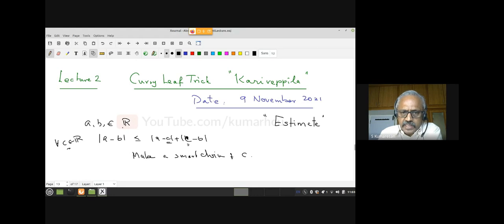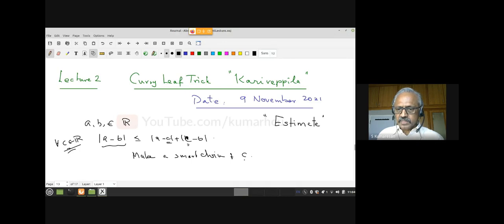If a and b are real numbers, as I said, analysis is about quantitative aspects of scientific investigations. So given two things a and b, I want to say how close they are. Mod a minus b, I have to estimate. And what the triangle inequality says, the way I look at it, is that no matter what c you choose, mod a minus b is less than or equal to mod a minus c plus mod c minus b. So if I want to show mod a minus b is small, then I have to make a smart choice of c, so that mod a minus c is small and simultaneously mod c minus b is small. That will make mod a minus b small.